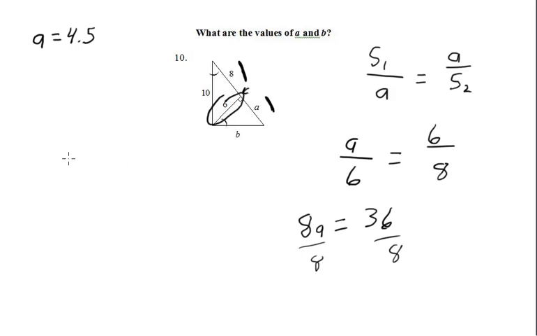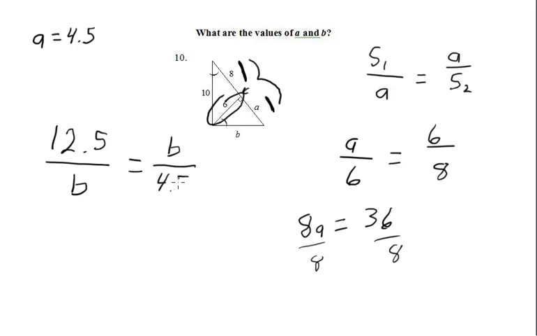So now we know that this side here is 12.5, or 4.5 plus 8. So now we've got this, we can set up this proportion: 12.5 is to b as b, another corollary here, is to 4.5. So notice that we're using this side combined total of 12.5 and our shorter side, and then that's going to give us our b.